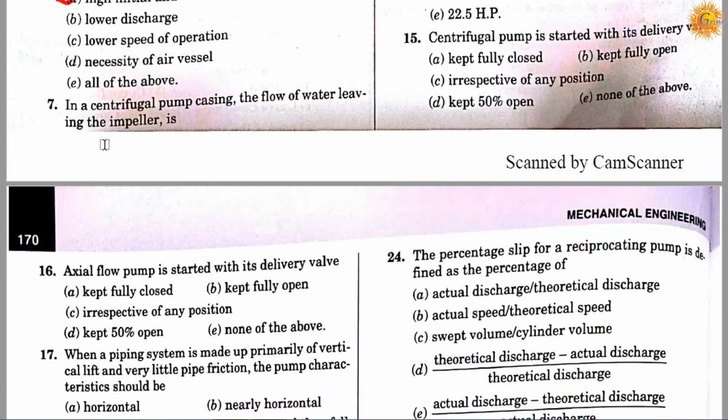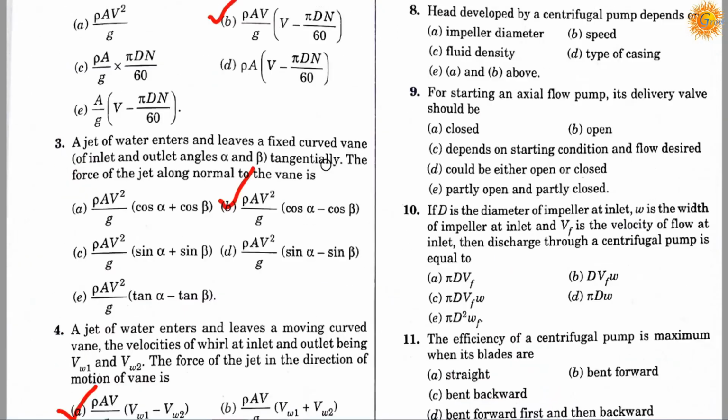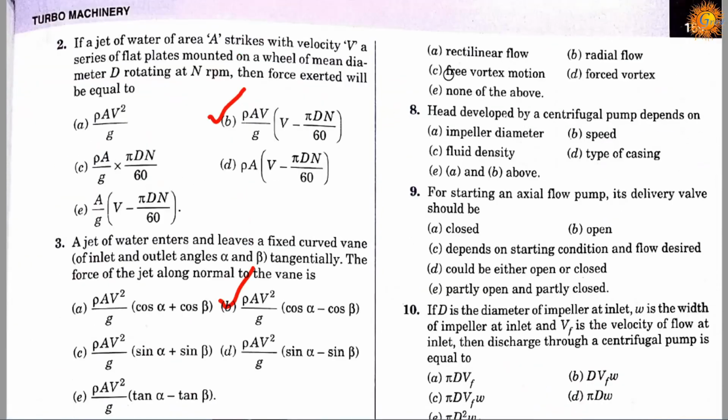Question number 7. In a centrifugal pump casing, the flow of water leaving the impeller is option A, rectilinear flow, option B, radial flow, option C, free vortex motion, option D is a forced vortex, option E is none of the above. Correct answer C, it will be free vortex motion.